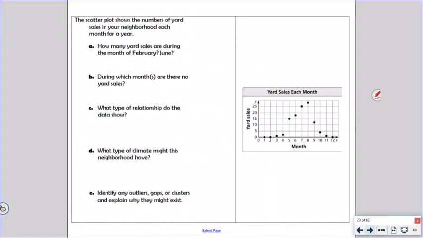How many yard sales are during the month of February? Well, February is the second month, and it looks like February is 0. But what about June? June is the 6th month. June seems to be 18-ish. So we'll say 18.